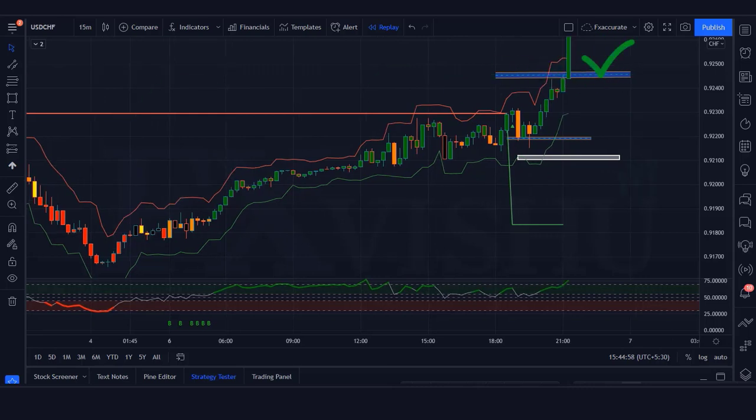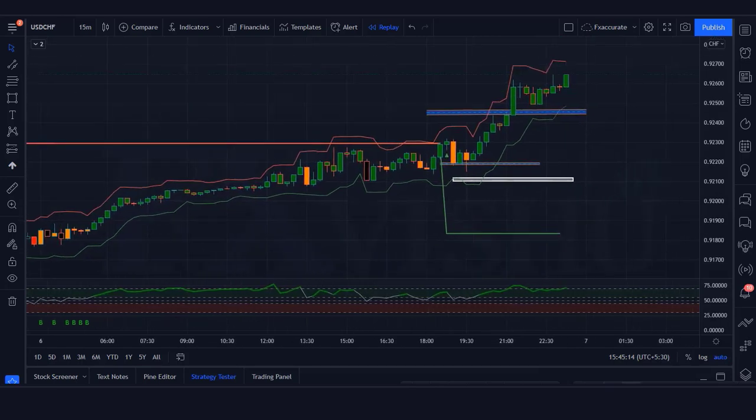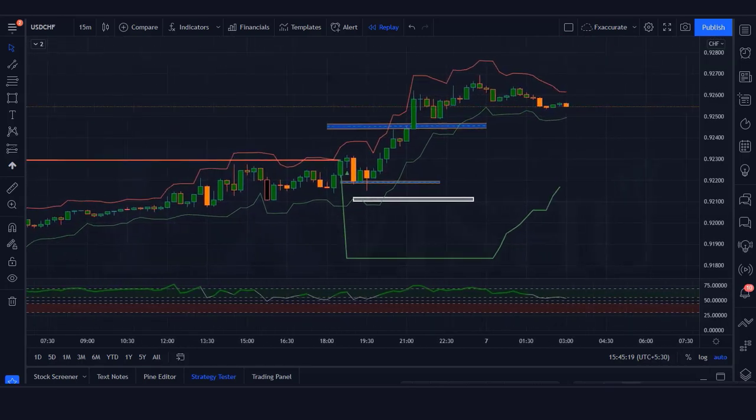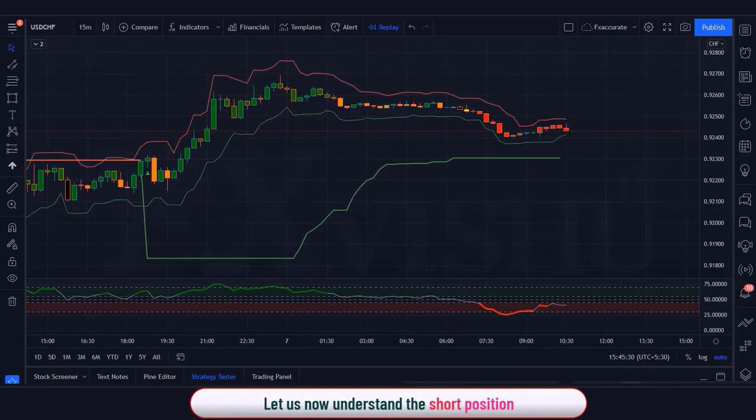The market has completely hit the target. I hope you must have understood this trading strategy. We will not take another trade until our previous trade gets the result. Let us now understand the short position.